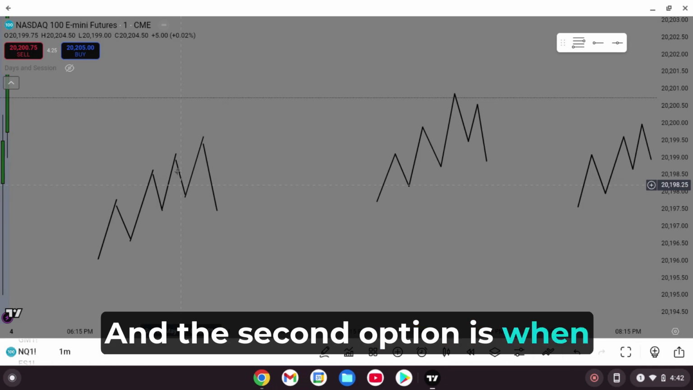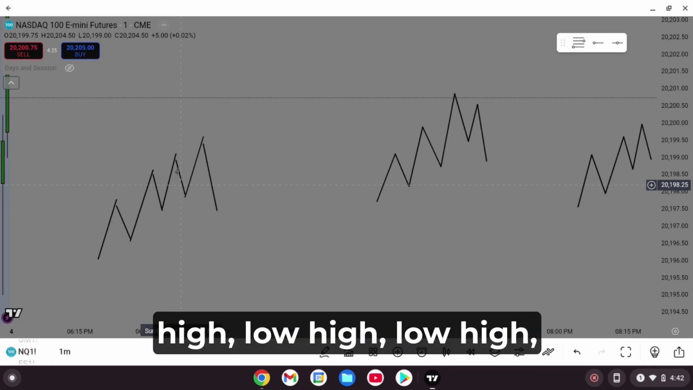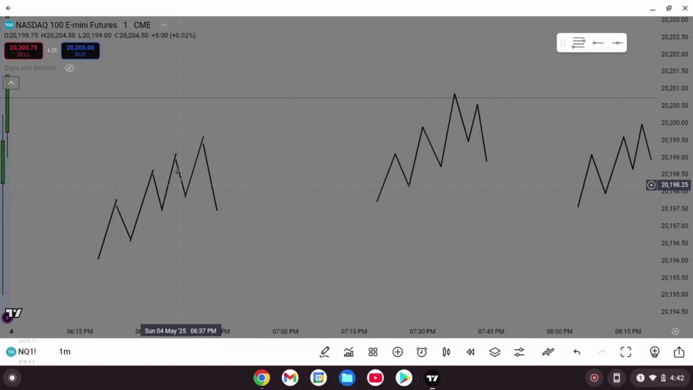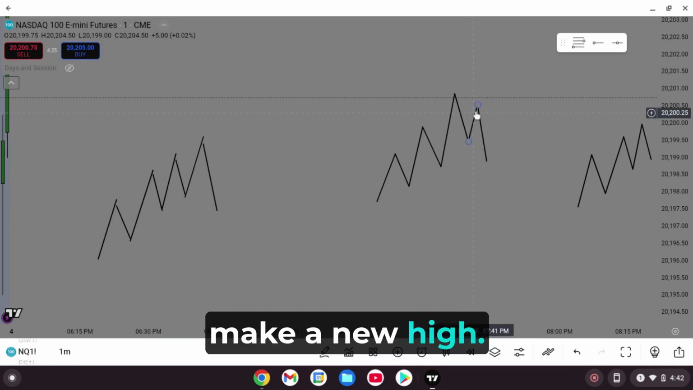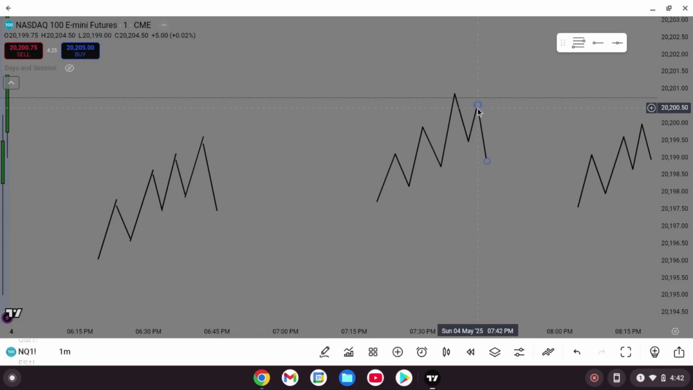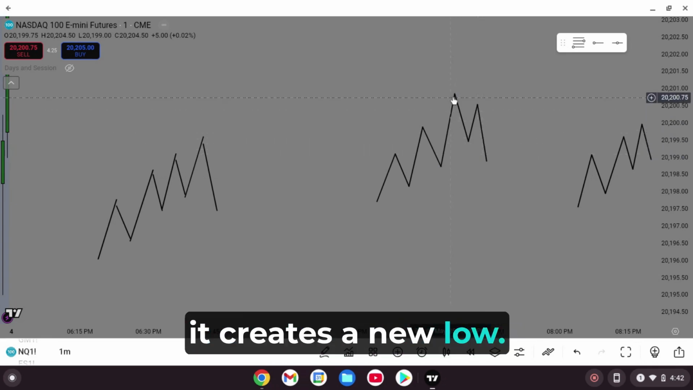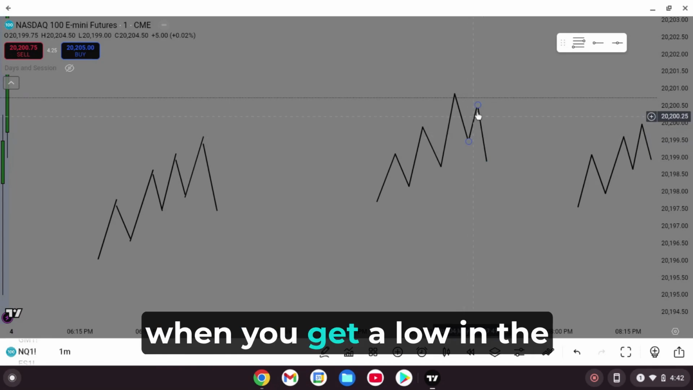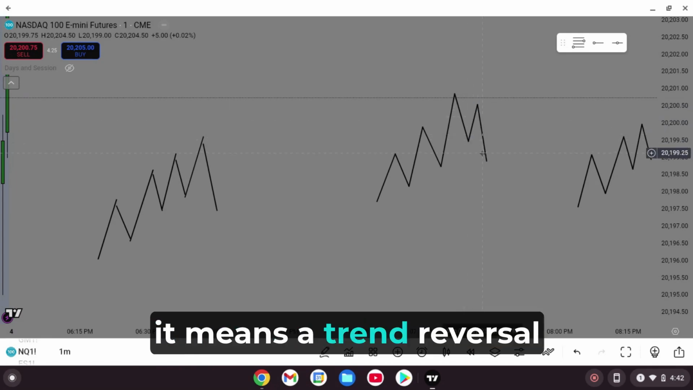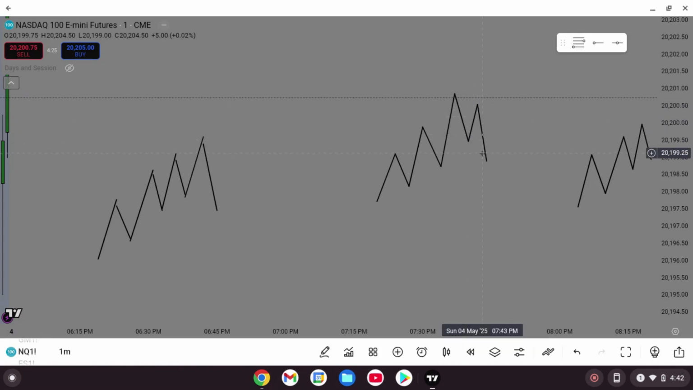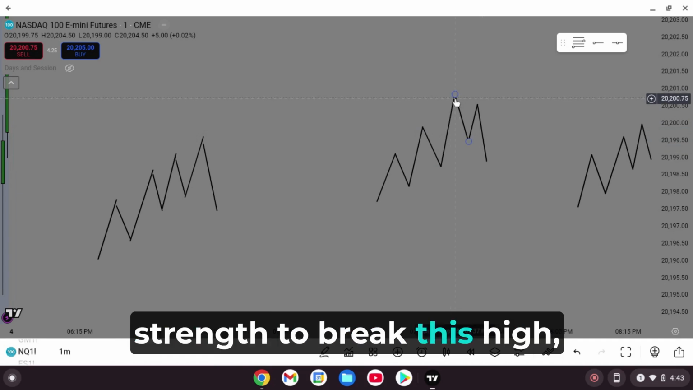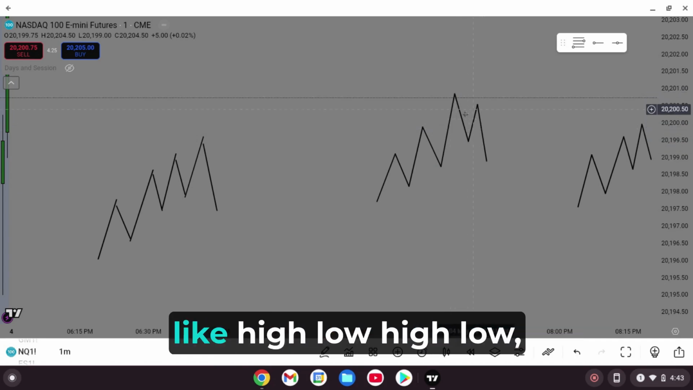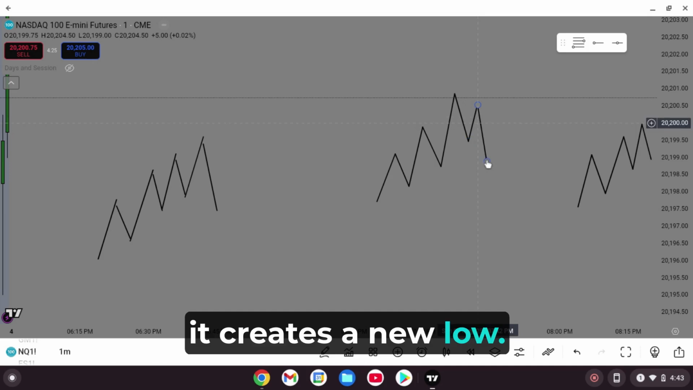And the second option is when the market makes a low, and then it cannot make a new high. And after that, it creates a new low. I mean, when you get a low in the market like this, it means a trend reversal in the market. If you look, the market doesn't have the strength to break this high, then it prepares a new low, or like high low, it creates a new low.